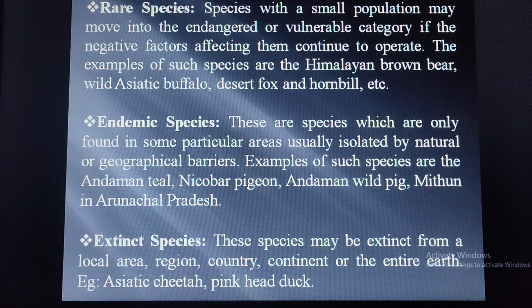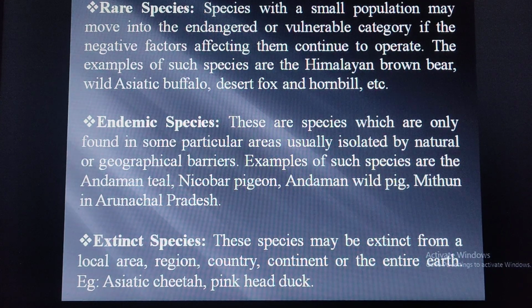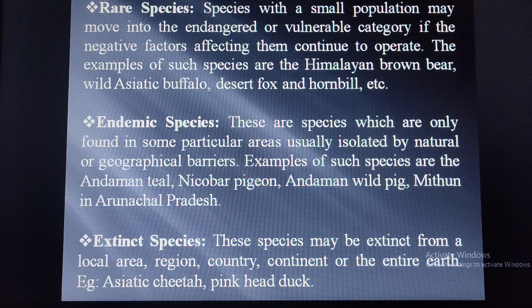These species are only found in some particular areas, usually isolated by natural or geographical barriers. That means they will not be moving to other areas because of geographical or natural barriers. Because of that, these species are found in that particular area only. Examples of these kinds of species are the Andaman teal, Nicobar pigeon, Andaman wild pig, and Mithun in Arunachal Pradesh.